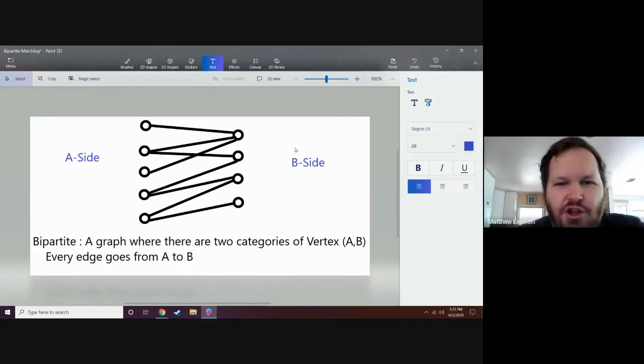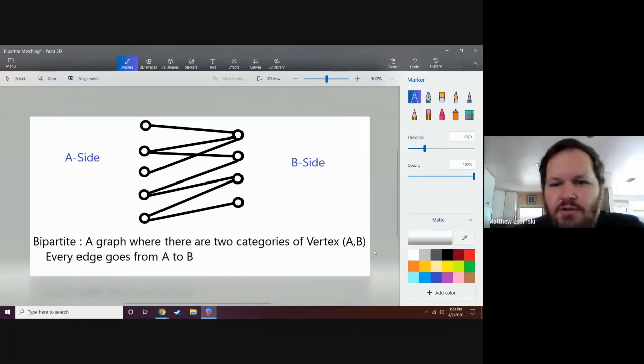So in particular, there are two types of people in the world, and all of the edges are connecting type A people to type B people. That's a bipartite graph. And a classic question that graph theorists ask about bipartite graphs is, what is the maximum matching?